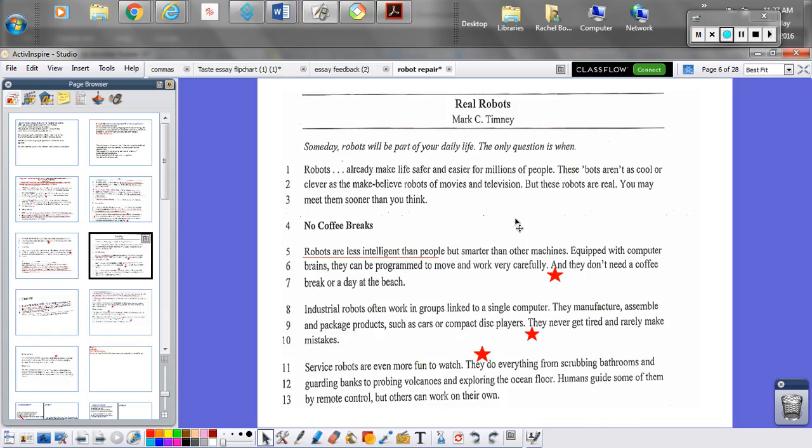The next article by Mark C. Timney, I did the very same thing. I chose to underline robots are less intelligent than people because I might want to use that as text evidence to support my opinion. I starred that they don't need a break and that they are programmed to work carefully because that's what my opponent might say. I starred that they can never get tired and rarely make mistakes. And I also starred that they're fun to watch and they can do a lot of jobs that humans don't like to do.